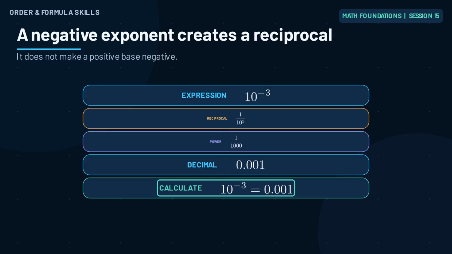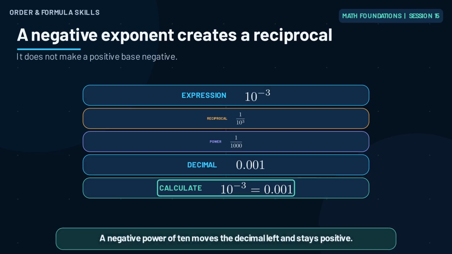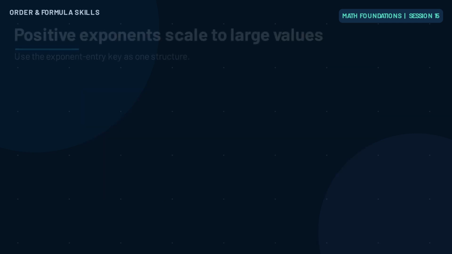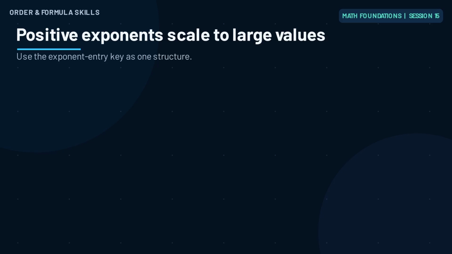The answer is positive and smaller than 1. A negative power of 10 should move the decimal left by 3 places. The exponent sign controls reciprocal scale. A positive scientific notation exponent describes a number at least 1 when the coefficient is positive.